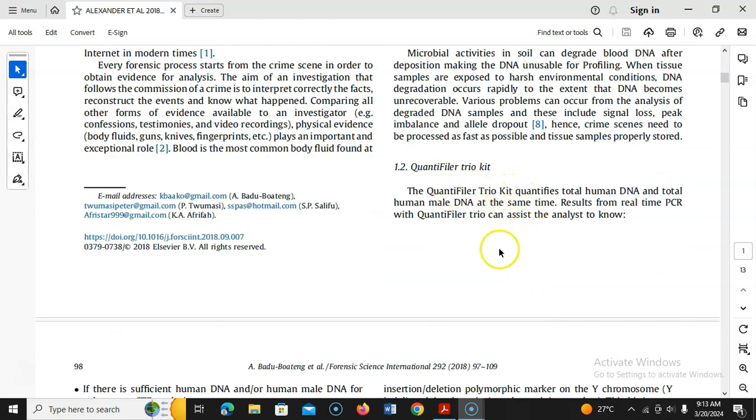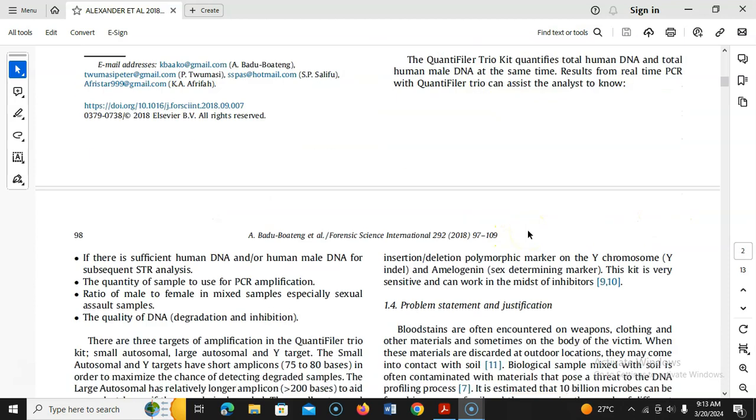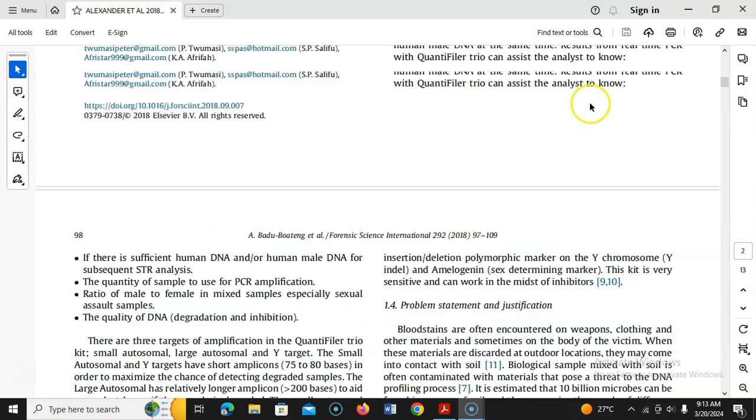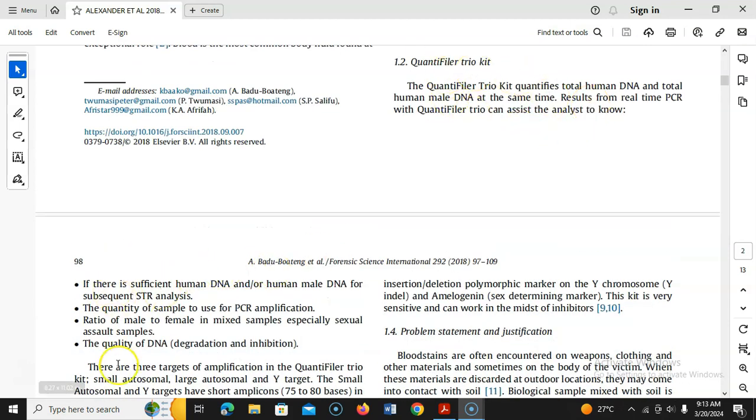Quantifier Trio kit. So this is the kit that the scientists or the researchers use for their DNA quantification. The Quantifier Trio kit quantifies human DNA and total human male DNA at the same time. So it has three targets: the male target, the large autosomal, and the small autosomal targets. Results from real-time PCR with Quantifier Trio can assist the analyst to know the following.